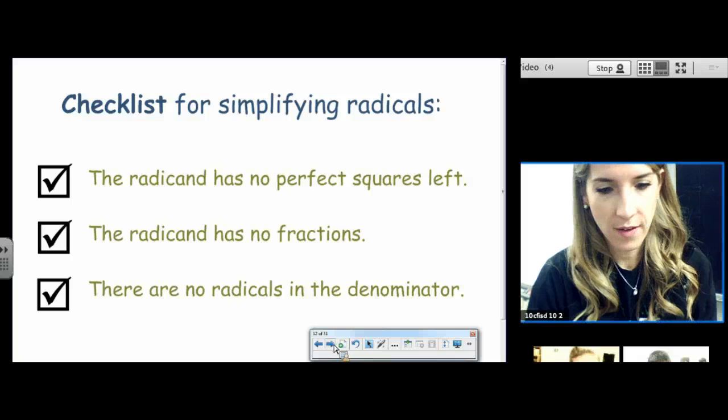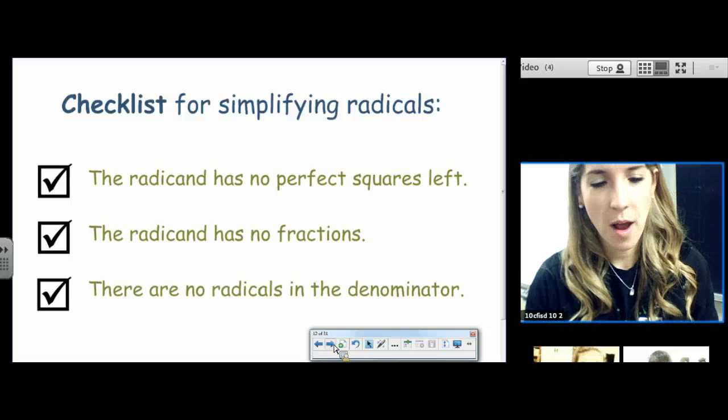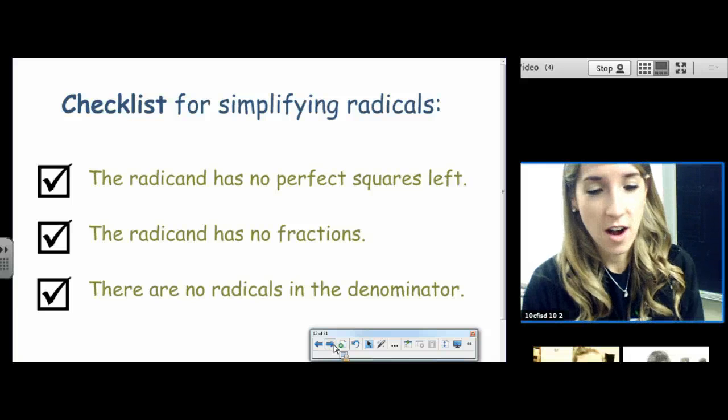You have a simplify function in your calculator? Yeah, I'm probably going to not allow it on the quiz.